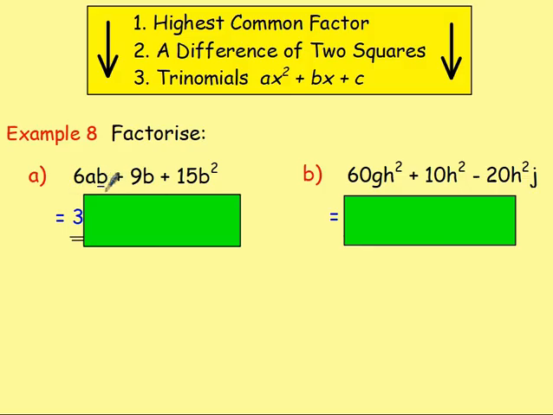Anything else they have in common? Good, yeah, you've got a b there. You've got a b there, and you've got a b squared here. Remember, b squared means b times b. So we're taking out a b there, taking out a b there, and we're also taking out a b there.